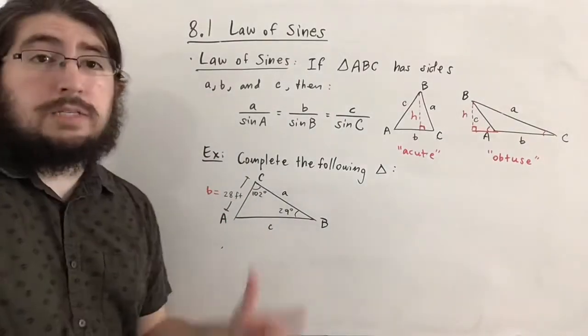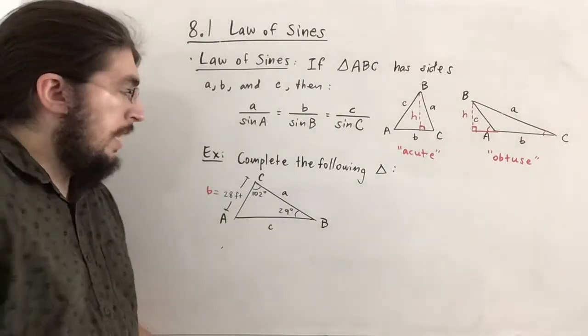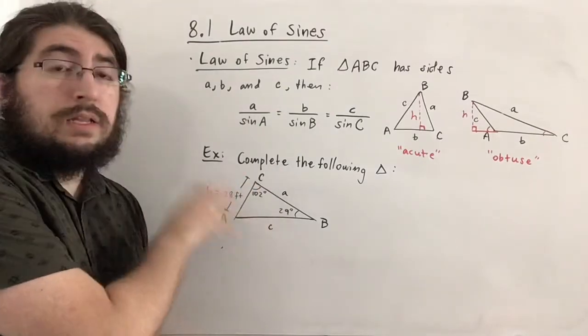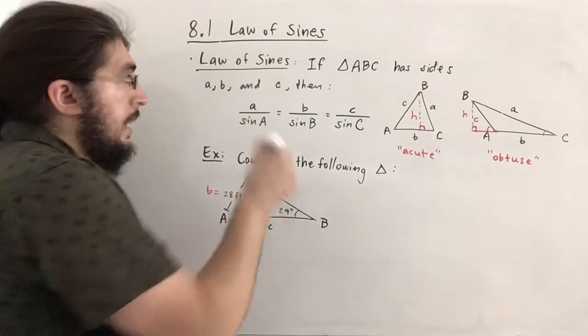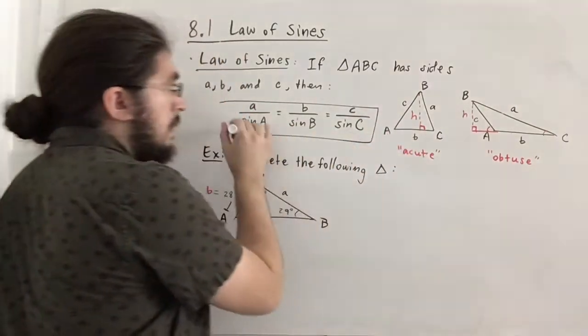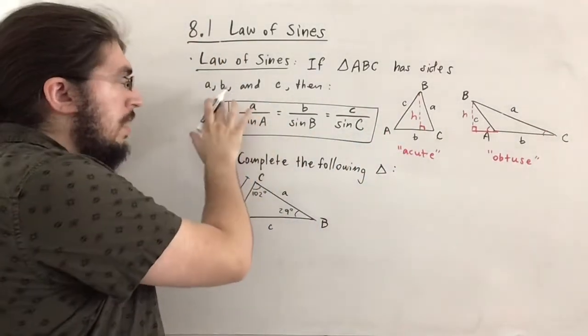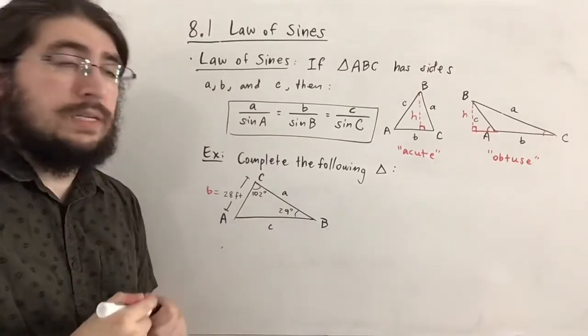Now, they may not be, so if I ask you to complete a triangle and I only give you labelings on the things that are known, then you have to label things accordingly so you know how to apply the law of sines. Because you can see it's pretty dependent on the labeling of the sides and angles.